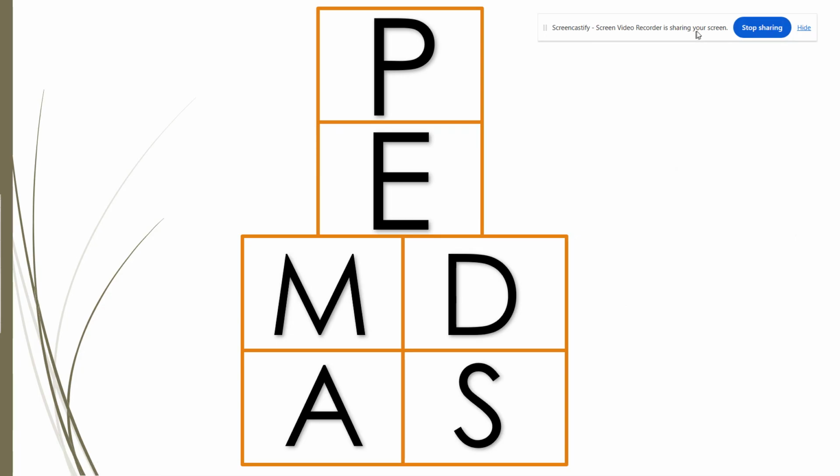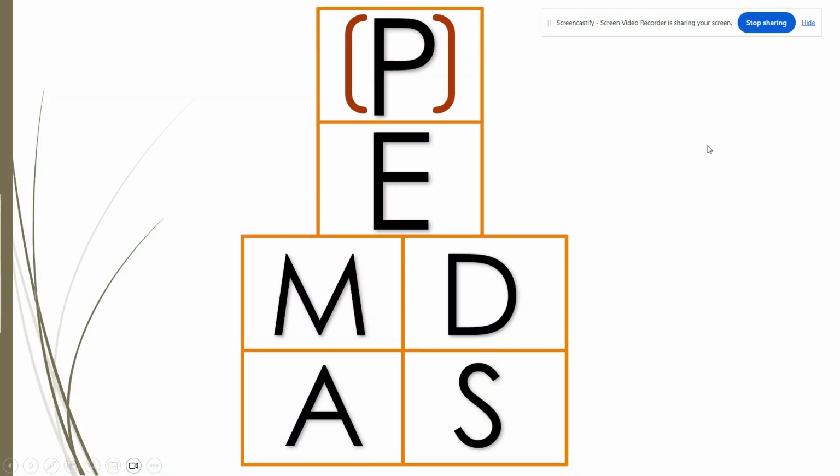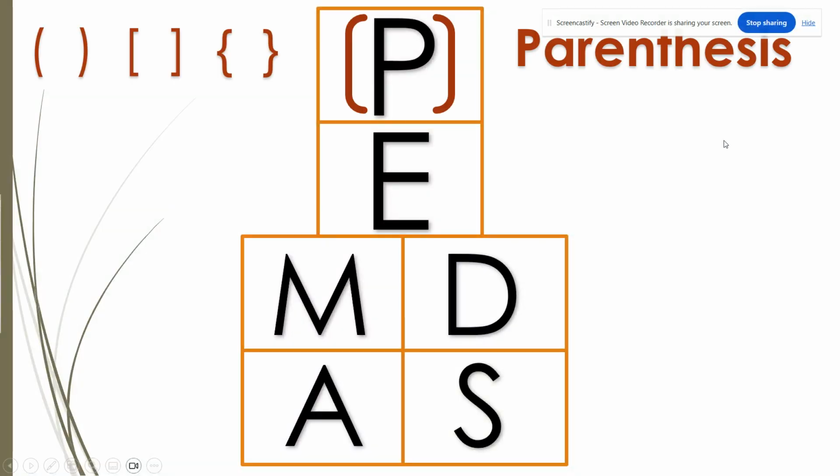So what is PEMDAS? PEMDAS stands for, the P is parentheses. Sometimes you can have parentheses that look like this. These are called brackets and these are called braces, but these are all ways of grouping expressions so you can see which goes first. So you always do what's inside of the parentheses first.